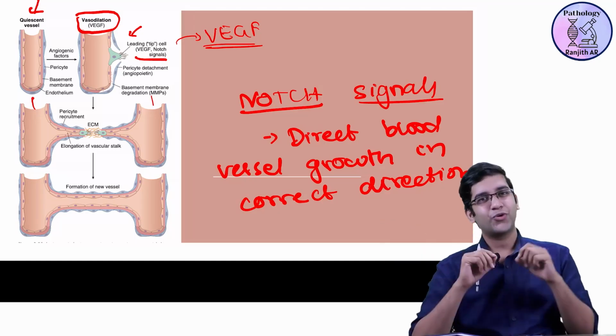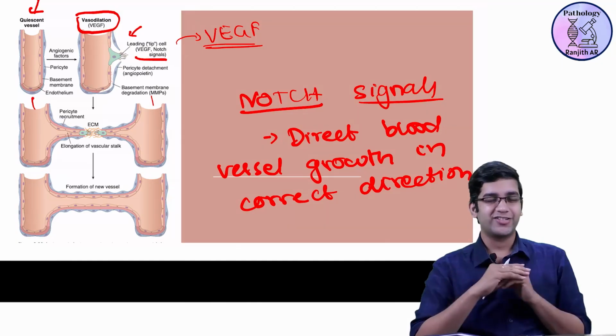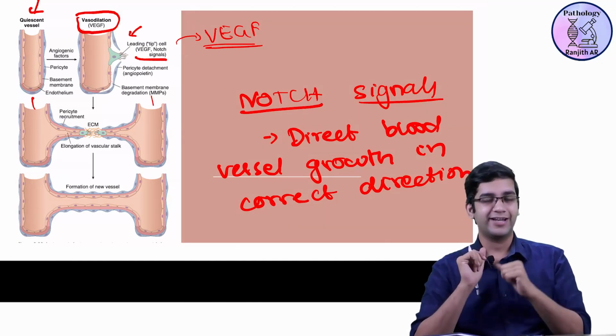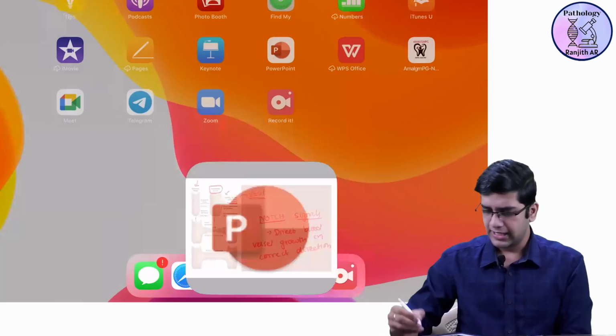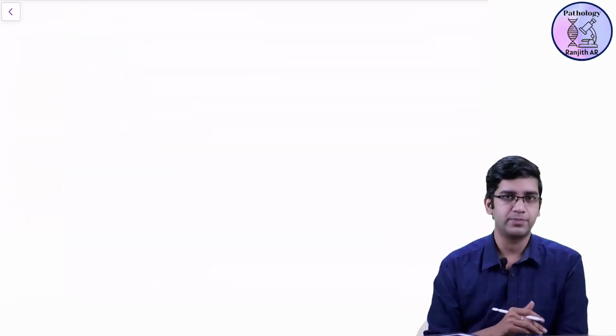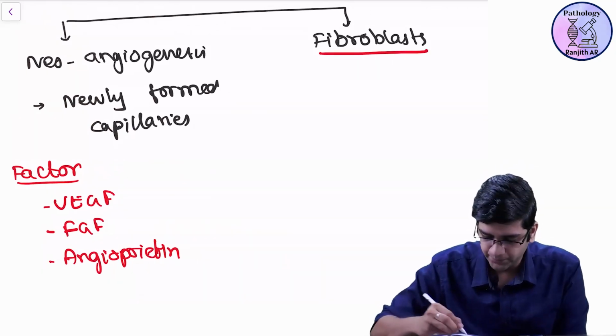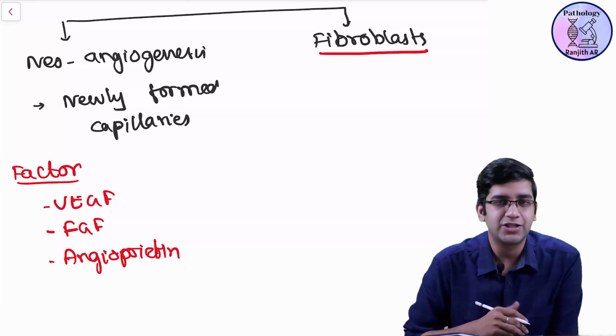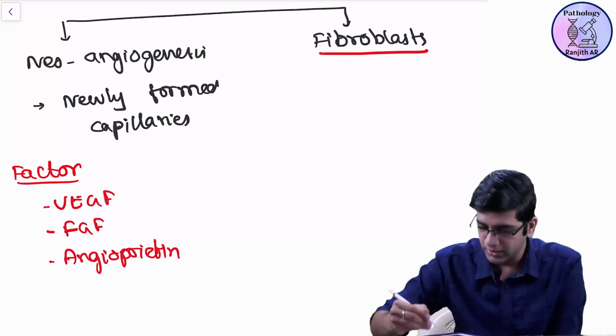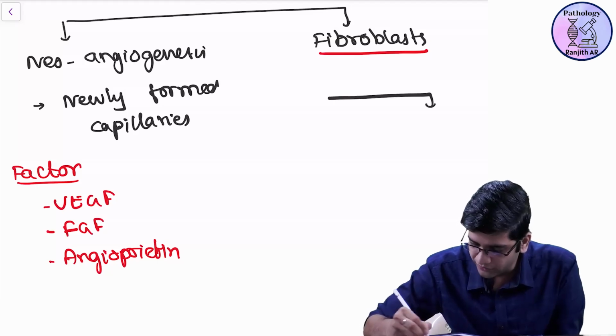This is the only thing I want to add extra to existing knowledge. Right? Notch signaling helps to go in the correct direction. So once this happens, I'll have a perfectly newly formed blood vessel. At the same time, I need fibroblasts as well. For my fibroblasts to come, again I have few factors involved. Again, we're going to divide them into few factors.